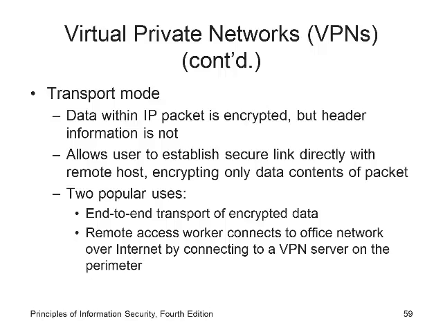Okay. 2 different modes: transport mode and tunneling mode. Let's talk about this one first. Transport mode says data within the IP packet is encrypted, but the header information is not. So with transport mode, I know there's something going from point A to point B. I know there's something going there, but I can't see it. It's inside the truck and the doors are closed. So I have no idea what it is, but I can definitely see something's going on. Okay? So it allows users to establish a secure link directly with a remote host, encrypting only the data contents. It's used for end-to-end transport, remote access workers, stuff like that.